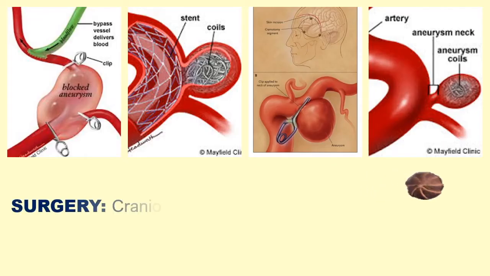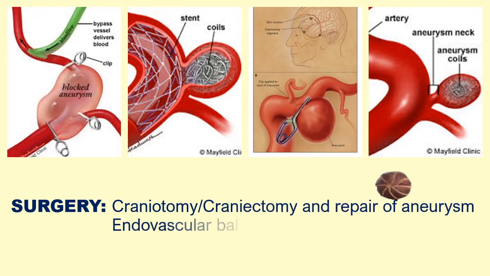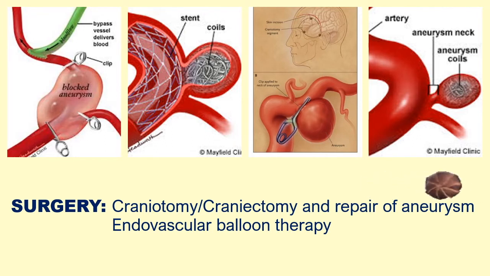Now let's proceed to surgery. Of course, your surgery will be the mainstay treatment for your arteriovenous malformation. So class, you have your craniotomy or craniectomy and repair of the aneurysm. What's happening here in your endovascular balloon therapy? A balloon will be inserted through the blood vessels of the patient. As you can see, class, on the upper left side, you can see how the balloon would block the aneurysm.